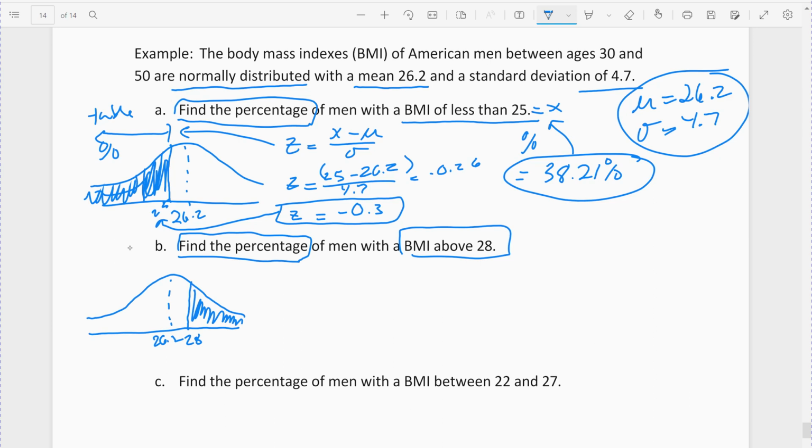And I want the percent above, so the percent I'm looking for is on the above, which means I can't use the table, right? This percent comes from my table, and so to get to the percent I want, I have to take 100% minus the table percent at my z-score, right, when I convert to my z-score.